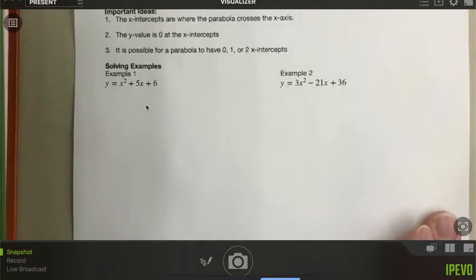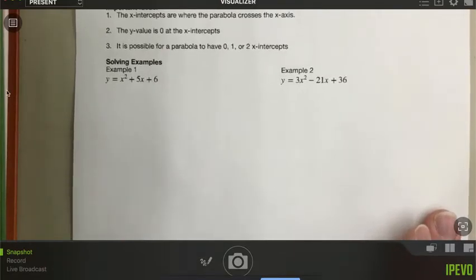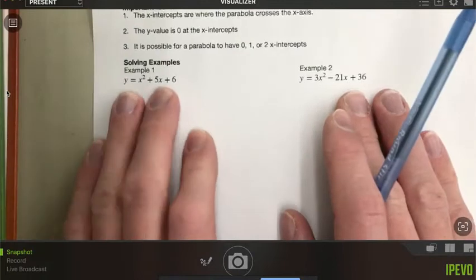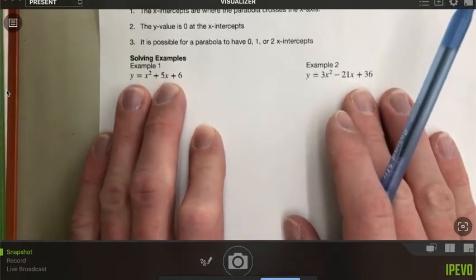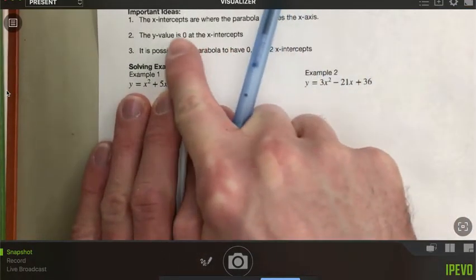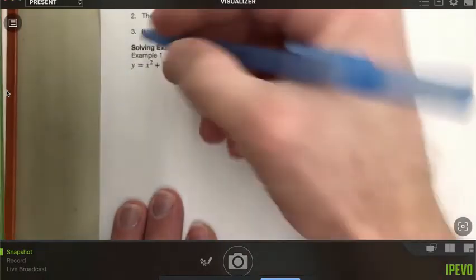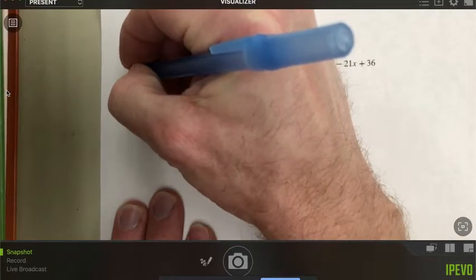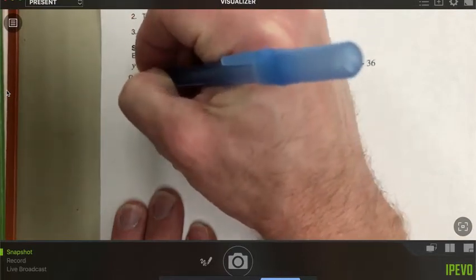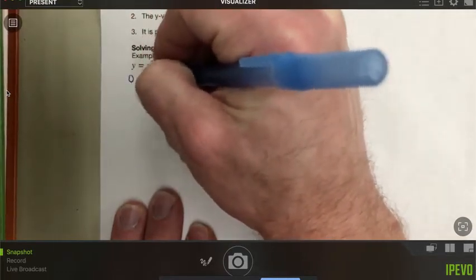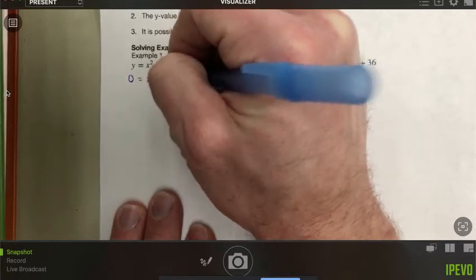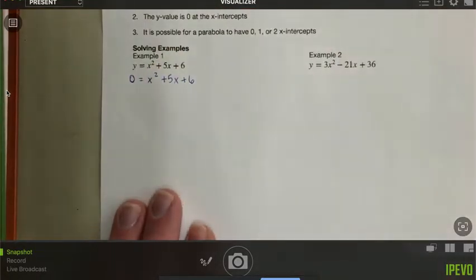So if we take a look at how to solve from standard form for x-intercepts, the first thing to note is the fact that the y value is 0. So when I'm trying to solve, the first thing I'm going to do is change the y value to 0. That's step 1.